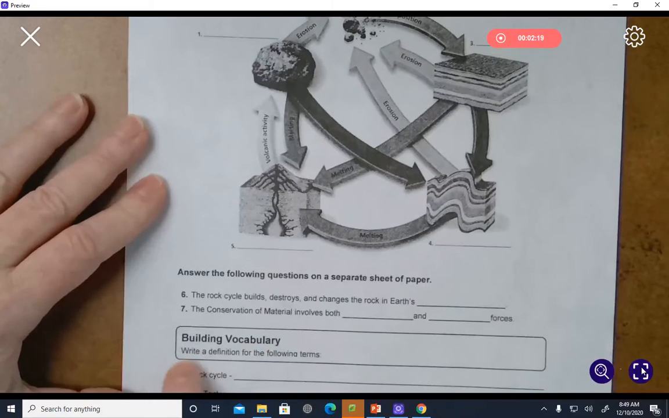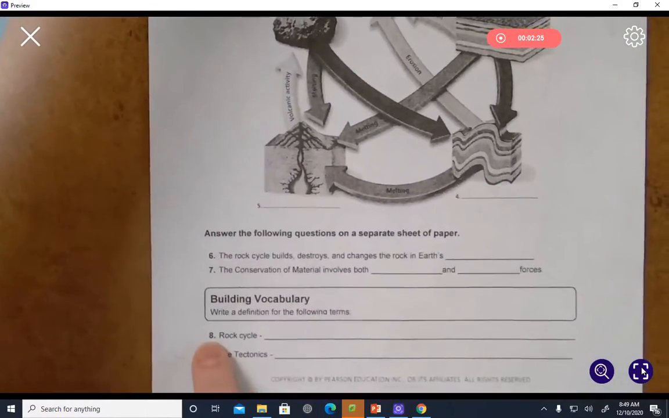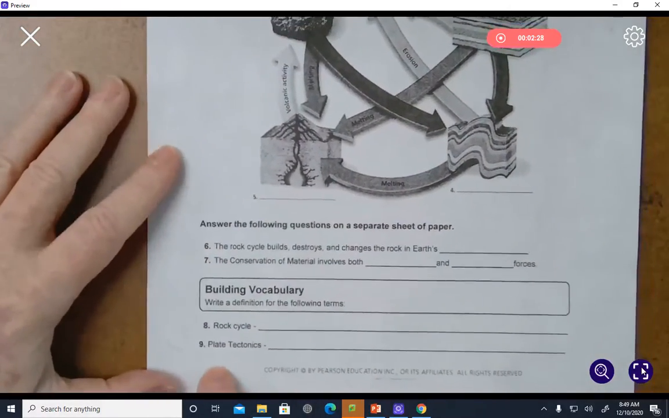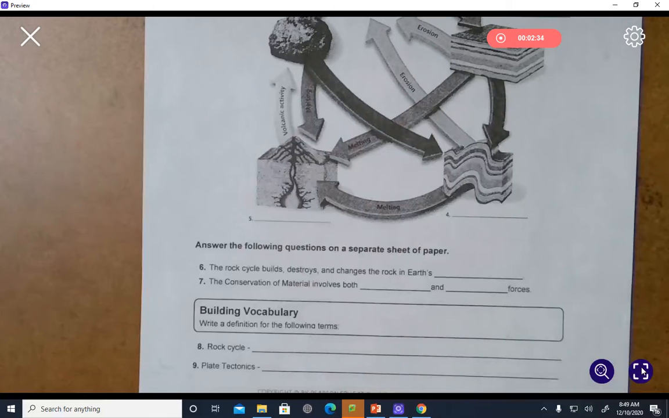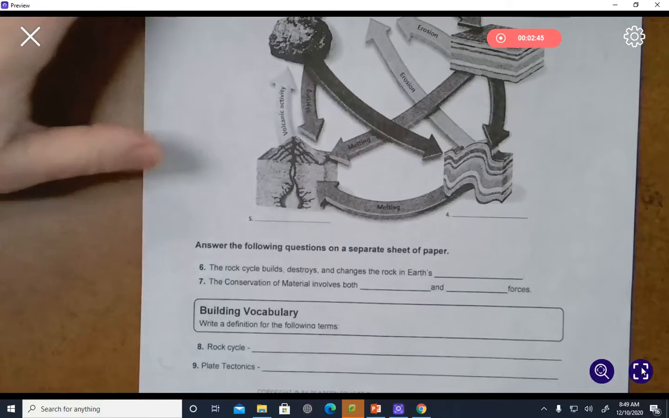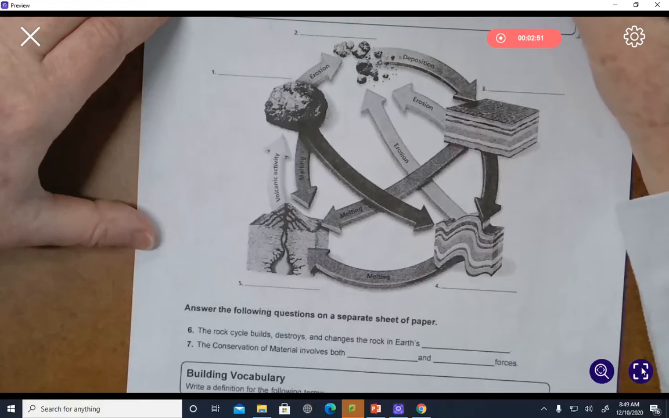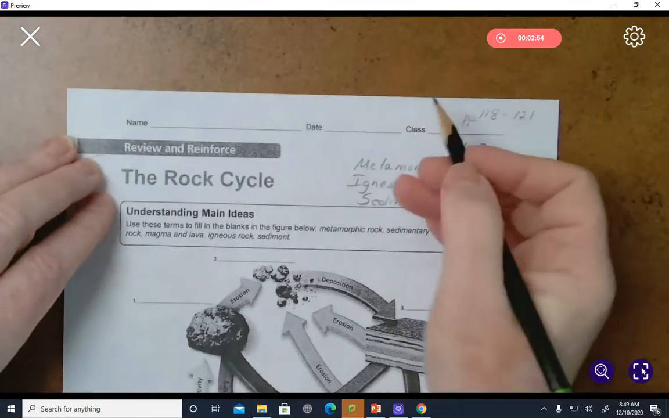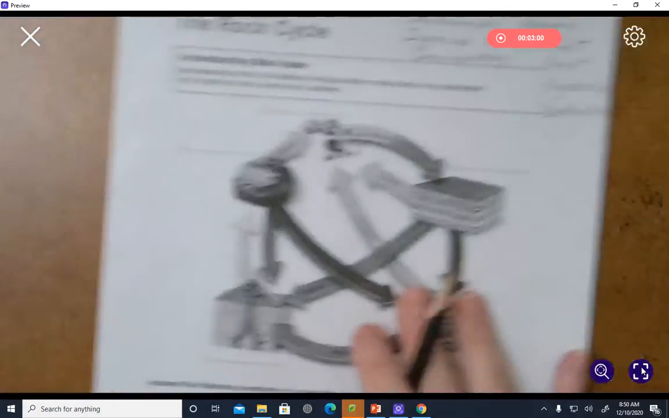Building vocabulary. Write a definition in your own words of what the rock cycle is and what plate tectonics is. Remember, I would go and look in your book for some of these. There's one or two that are not in your notes, but for those, it starts on page 118 to 121. Pages 118 to 121. If you have your book out, it might help you answer the questions.